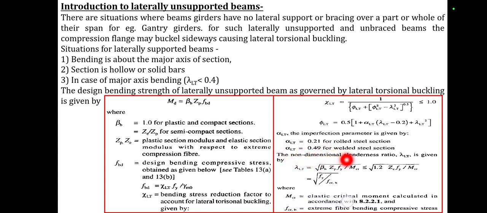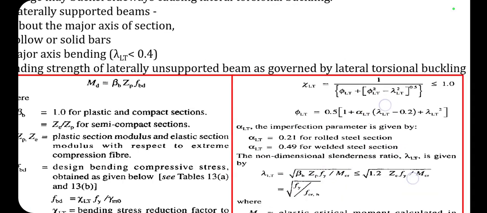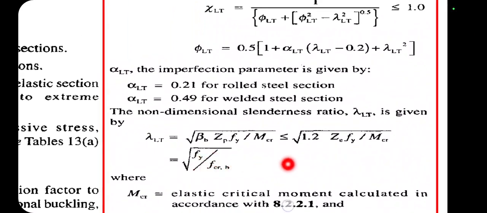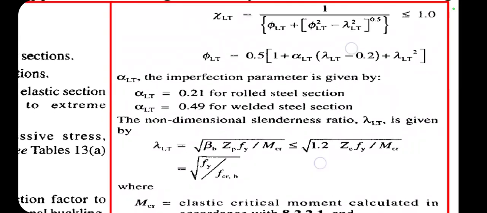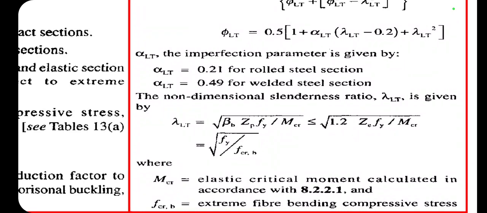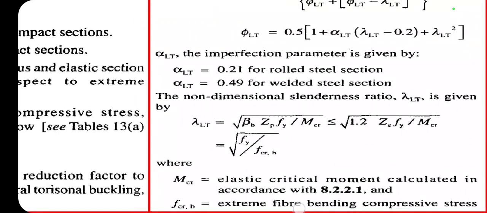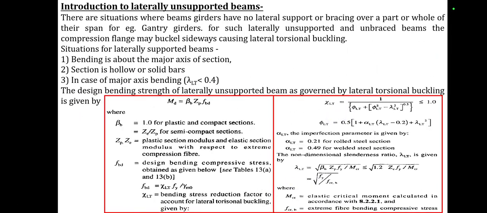The non-dimensional slenderness ratio lambda LT is given by lambda LT equals under root of beta B Zp fy upon Mcr, and this should be less than under root of 1.2 Ze fy upon Mcr, which is also equal to under root of fy upon fcrb, whereas Mcr is the elastic critical moment calculated according to 8.2.2.1 of IS 800 2007, and fcrb is nothing but the extreme fiber bending compressive stress, and it is calculated by using interpolation.